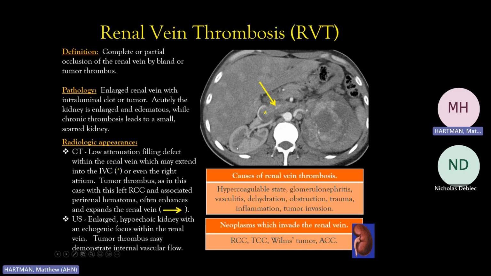Renal vein thrombosis. So we talked a little bit about the staging of RCCs and the tumor tipping point that goes into the renal vein and IVC. That totally changes surgical management. Realizing that other tumors that like to go into the renal vein are RCC, TCC, Wilms tumor, and adrenal cortical carcinoma.